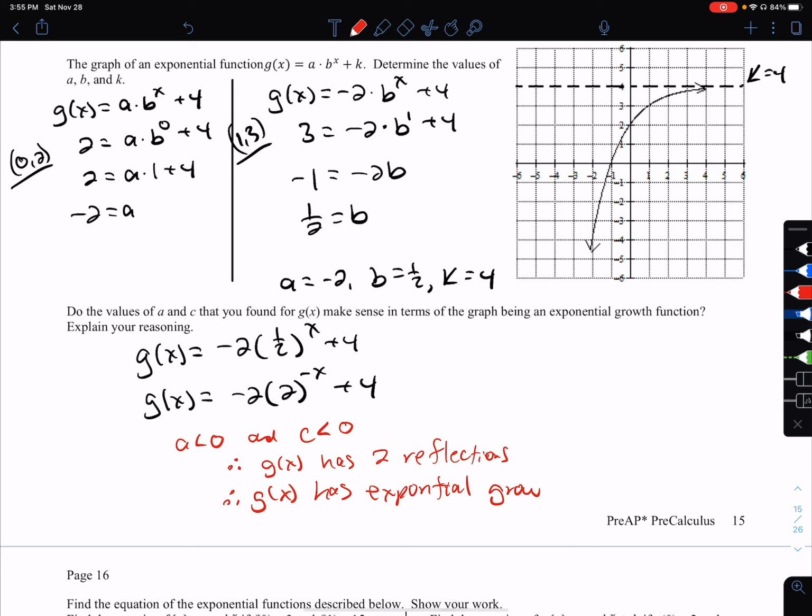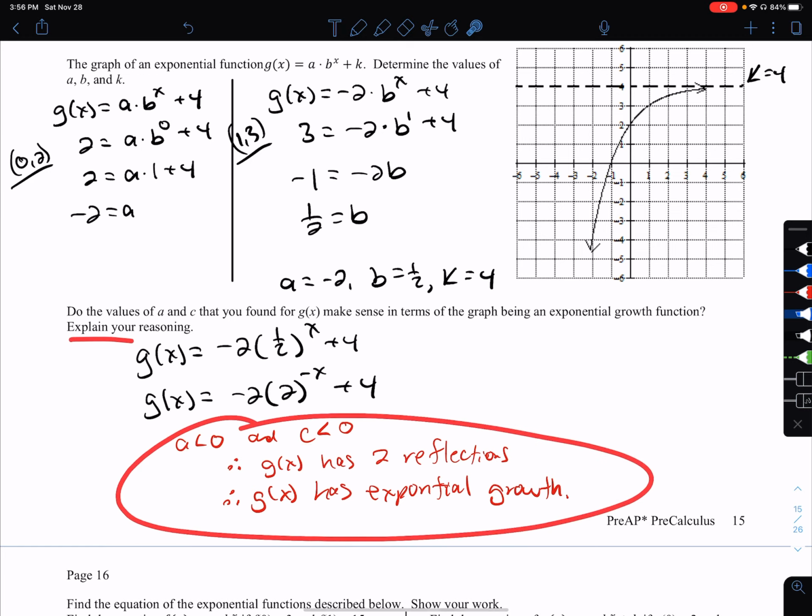Probably should have actually read the question. Do the values of a and c that you found make sense in terms of exponential growth of an exponential function? And that is absolutely. Explain your reasoning. So we got all that here.